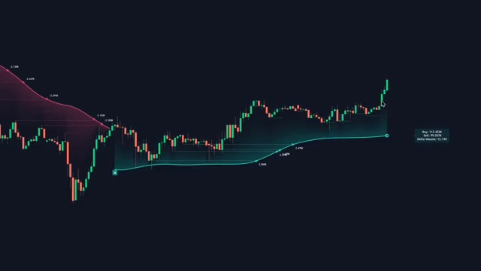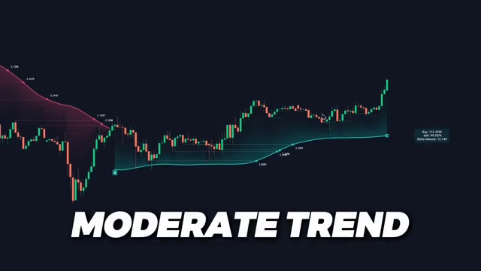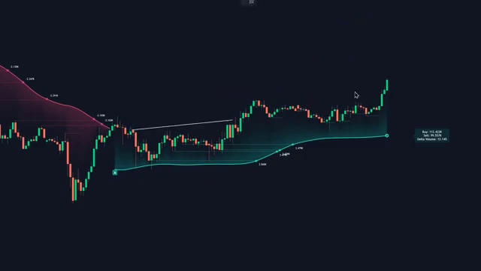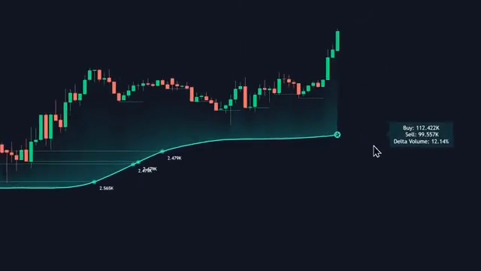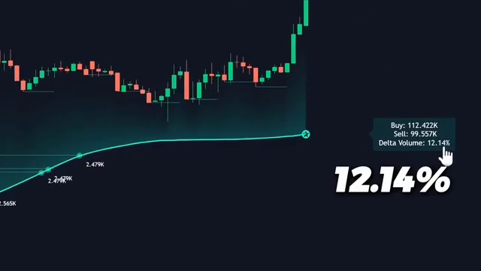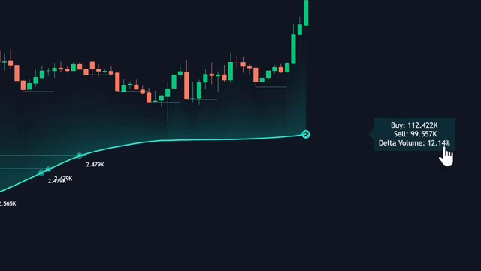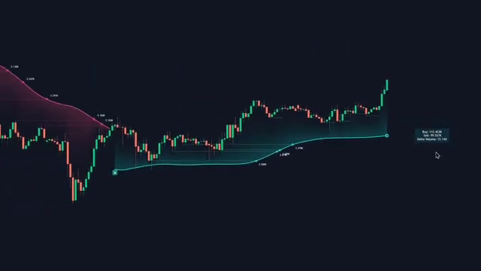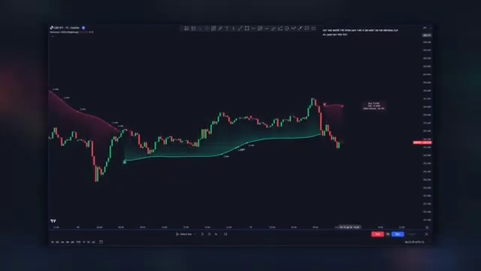Now here we have what I would call a moderate trend. As you can see, the trend is still bullish because the candles are going higher and higher. Looking at the delta volume, you can see it's only 12.14%. This means the amount of buy volume and sell volume were almost equal. A trend like this will most likely result in trades taking longer to conclude, and overall you're probably gonna lose more than you win because the market can shift to ranging at any moment, like it did here.